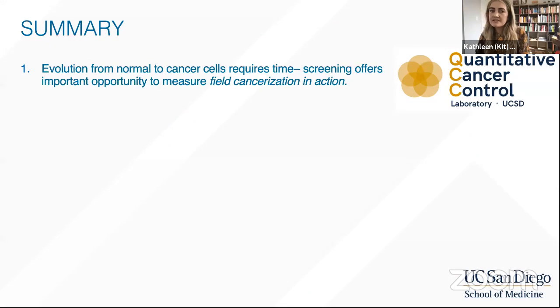So just to summarize now, coming closer to a close. The main story of all this is that evolution from normal to cancer cells requires time, and that screening offers this important opportunity to measure field cancerization in action. And I'll put a plug in again for my group that David mentioned, called the Quantitative Cancer Control Laboratory, where we're using quantitative models to understand efforts in prevention and screening.